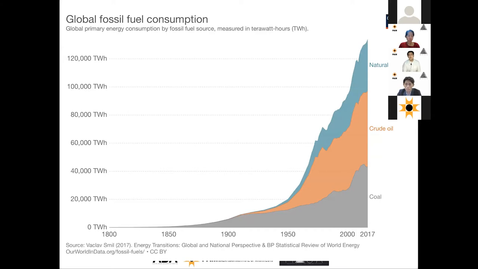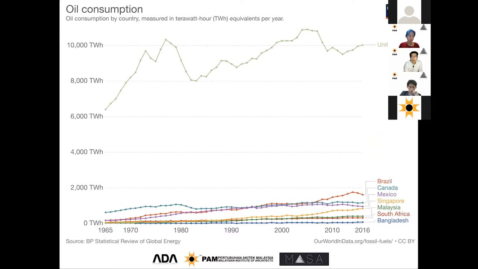And the chart shows us the global energy consumption by fossil fuel, meaning non-renewable energy. It keeps rising. There is no sign that it is slowing down, and it keeps going as the economy keeps growing. Okay, let's put it in a country perspective. As we can see, the more advanced and developed countries use more energy.